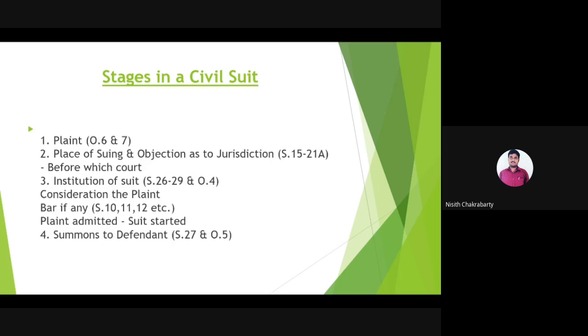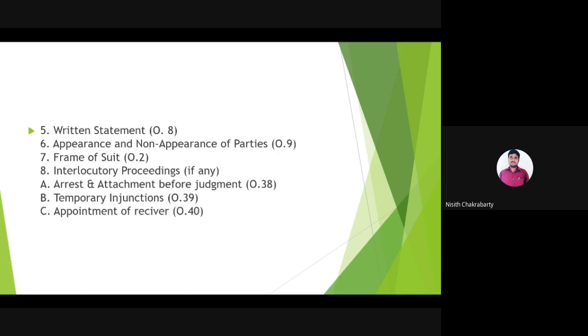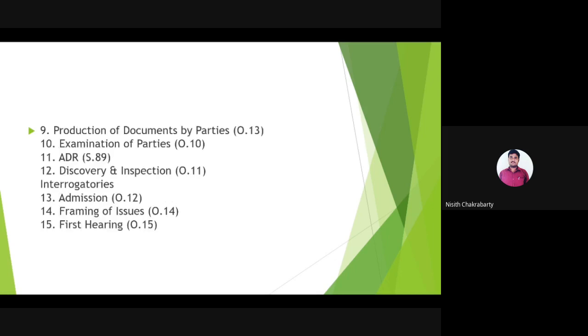So till now, plaint, after place of suing, then institution of suit, summons to the defendant, written statement, then appearance and non-appearance, frame of suit, interlocutory proceedings. These are 8 stages. Now coming to the 9th stage, that will be production of documents by parties.